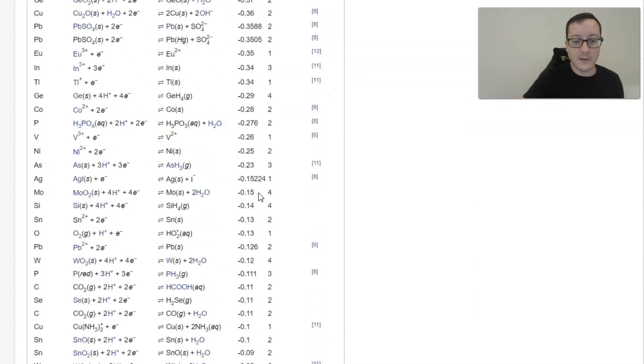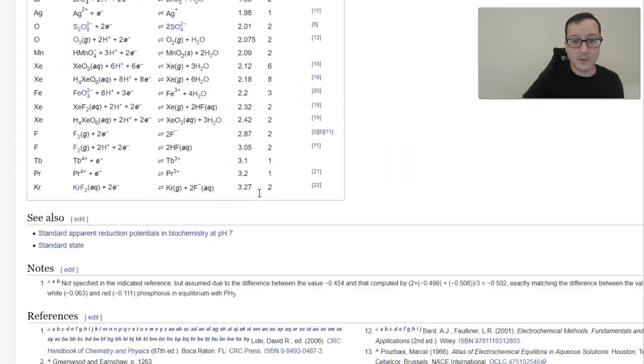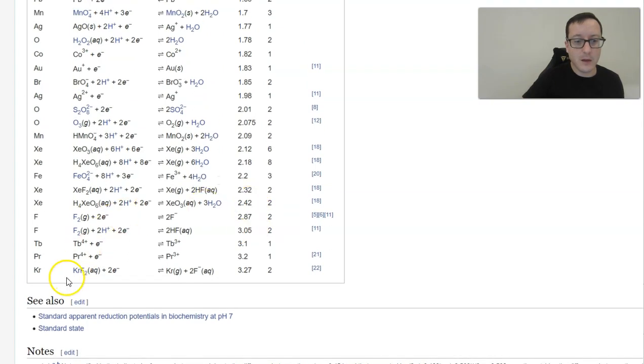And on the other end of things, if we scroll all the way down to the positive side, I mean, these noble gases we don't typically see. Let's look at fluorine. This one's pretty common.